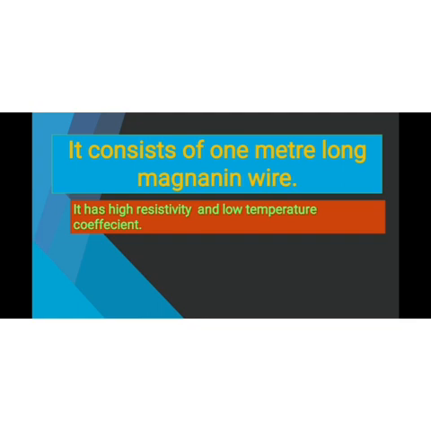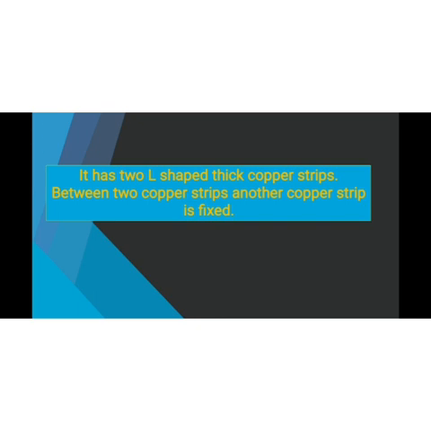This wire has uniform cross-sectional area. As you know, it has two L-shaped thick copper strips, and between these two copper strips, another copper strip is fixed. Now question arises: why is copper used and why is it thick? Copper is used because it is a good conductor. Thick copper strips are used because if area is more, then resistance will be less. R is inversely proportional to area. That's why thick copper wire is used.